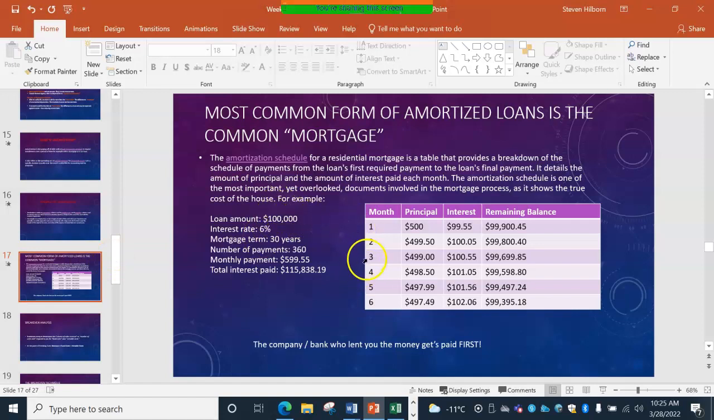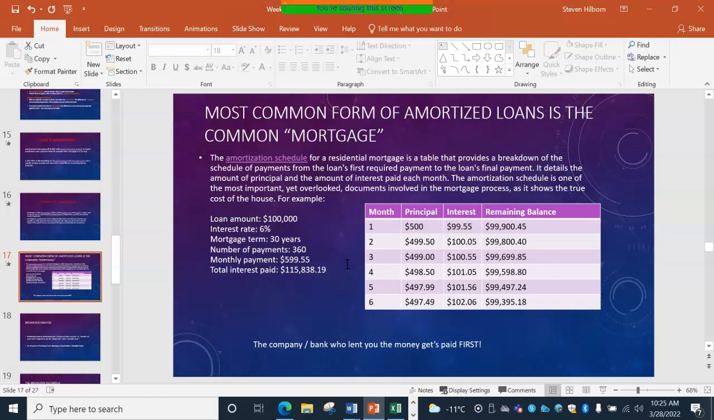The most common time this word is used is with a mortgage, right? An amortization schedule for a residential mortgage is a table that provides a breakdown of scheduled payments over a certain amount of time. I'm just trying not to get too deep into this stuff, because some of it is good to know, and some of it you don't really care about.